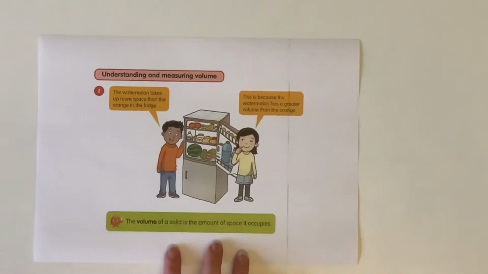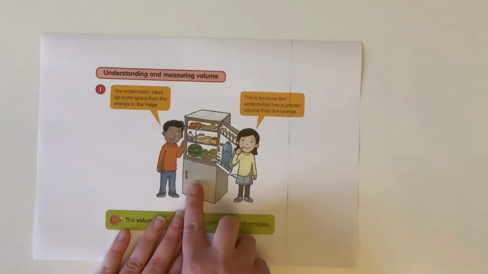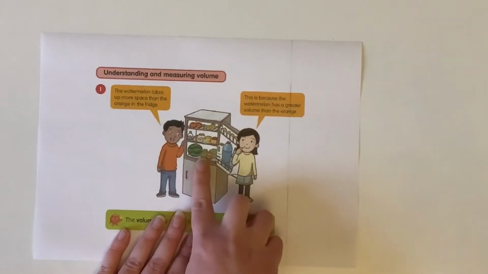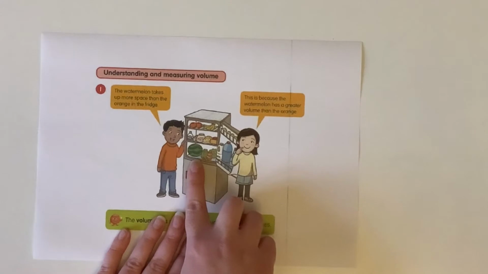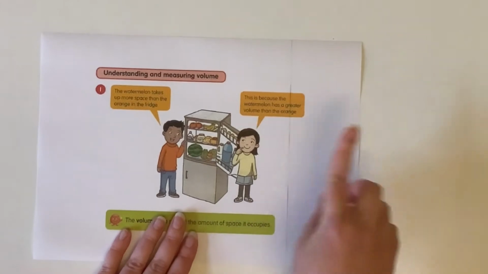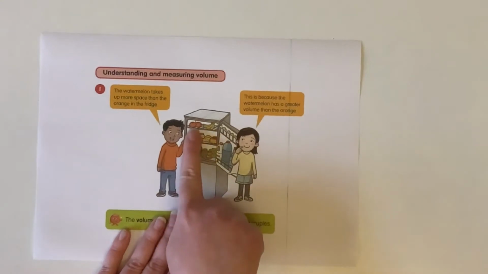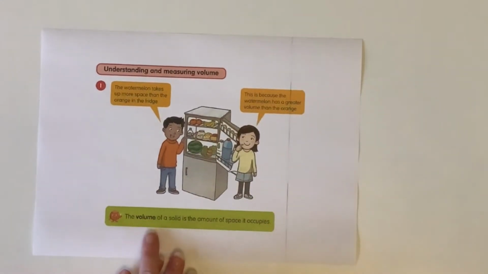Today we are going to be learning to understand what volume is and start to find the volume of a solid. So let's first of all look at understanding what volume is. If we take a closer look at this photo here, this boy is saying that the watermelon is taking up more space than the orange in the fridge. And this young lady is saying this is because the watermelon has a greater volume than the orange. The volume of a solid is the amount of space it occupies.